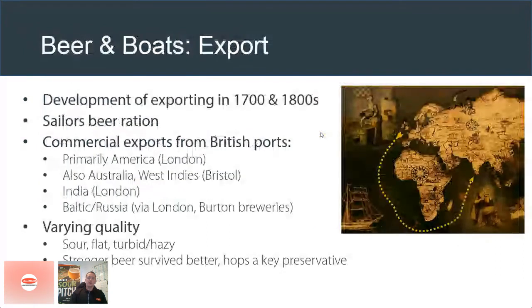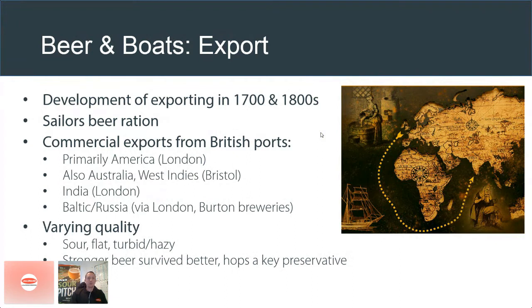And then, of course, we all know and recognize IPA as being synonymous with being shipped on boats. And indeed, the development of export in the 1700s and 1800s is obviously of paramount importance, really crucial to the story of IPA. Beer on boats was nothing new. Sailors had beer rations on boats as an alternative to water. And it was really the exporting and trade of goods in the 1700s which really defined Britain in that era. We did have, of course, commercial exports from British ports, and primarily this was export to the various colonies of the British Empire.